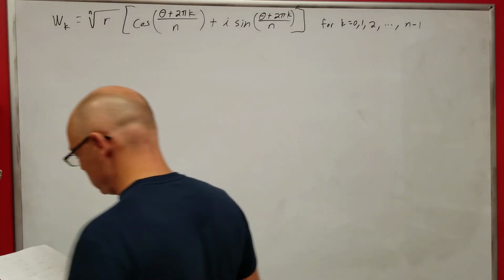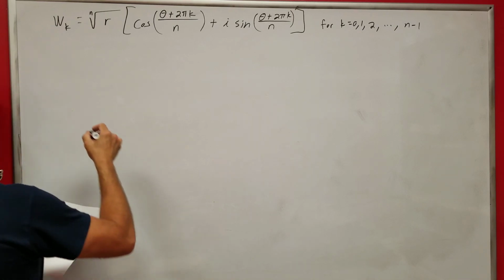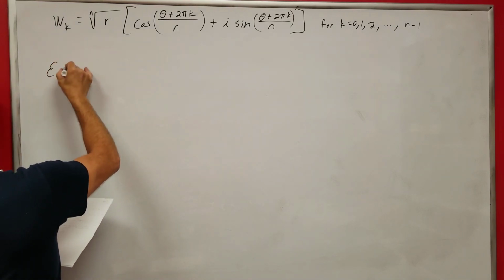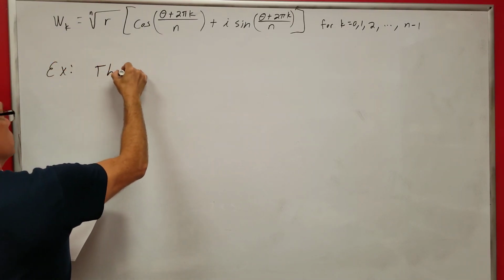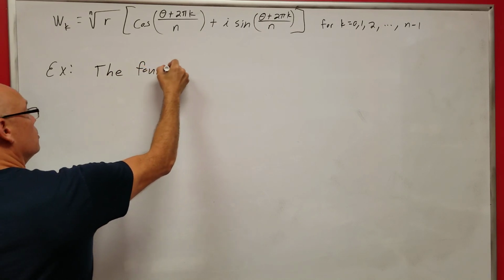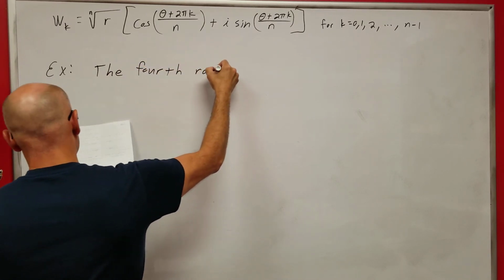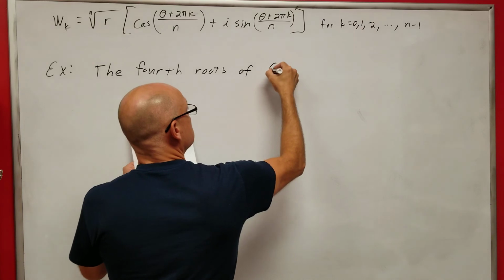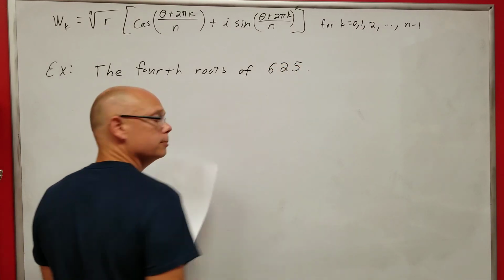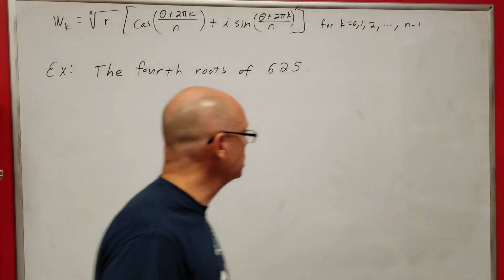Write the results in rectangular form. Okay, they want us to find, for this one, the fourth roots of 625. Now, what are we really doing here?